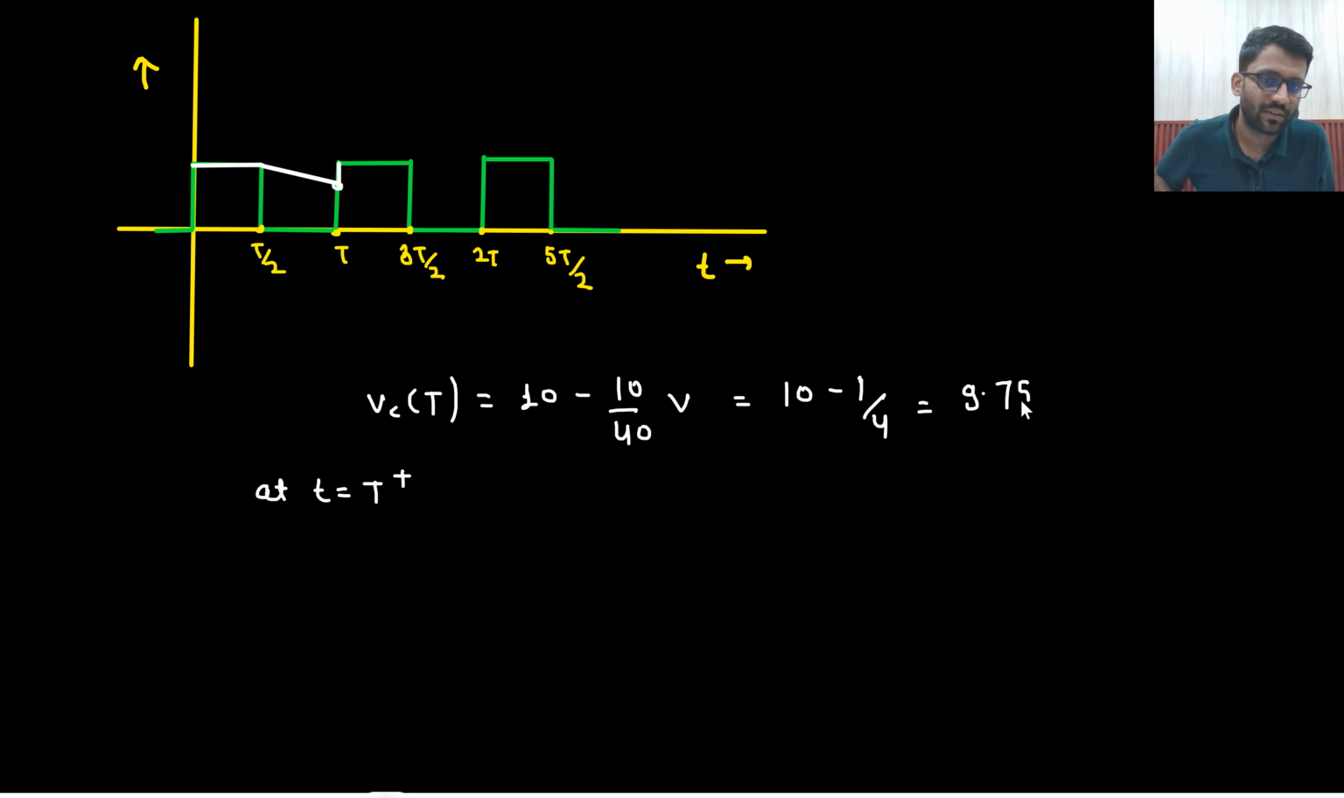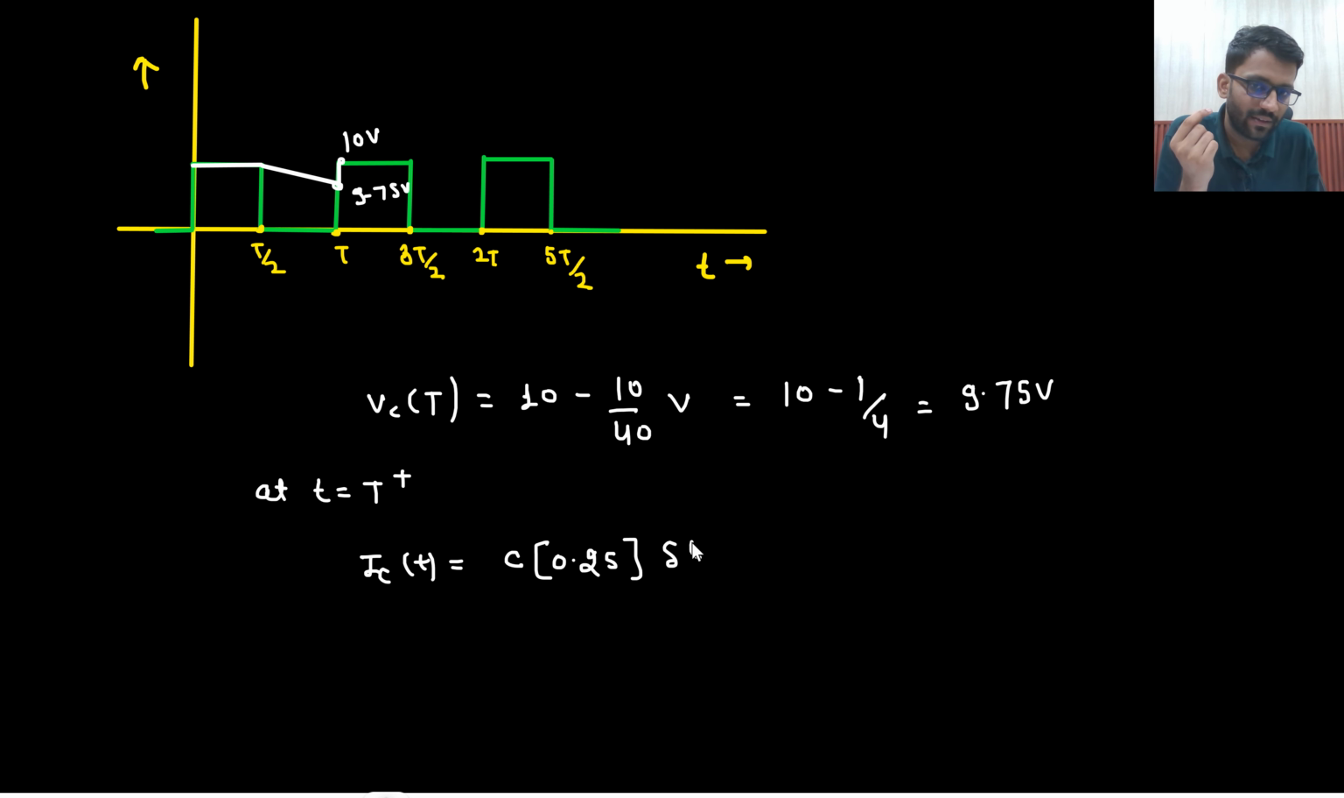9.75 volt. Here you are having 9.75 volt. Now suddenly it is charged to 10 volt. So at t equals T by 2 plus, suddenly it is charged to 10 volt. Then what will be your capacitor current? Tell me. C into change in voltage. What is the change in voltage? 0.25 by delta t.